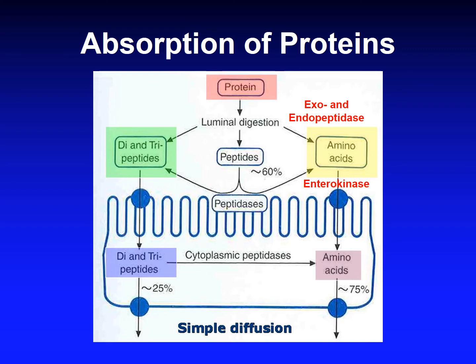So simple diffusion, no need for any carriers, no need for energy. Basically, it's a gradient. Their concentration is high on the outside of the enterocyte. They diffuse into the inside of the enterocyte where their concentration is low. So they go from high to low.